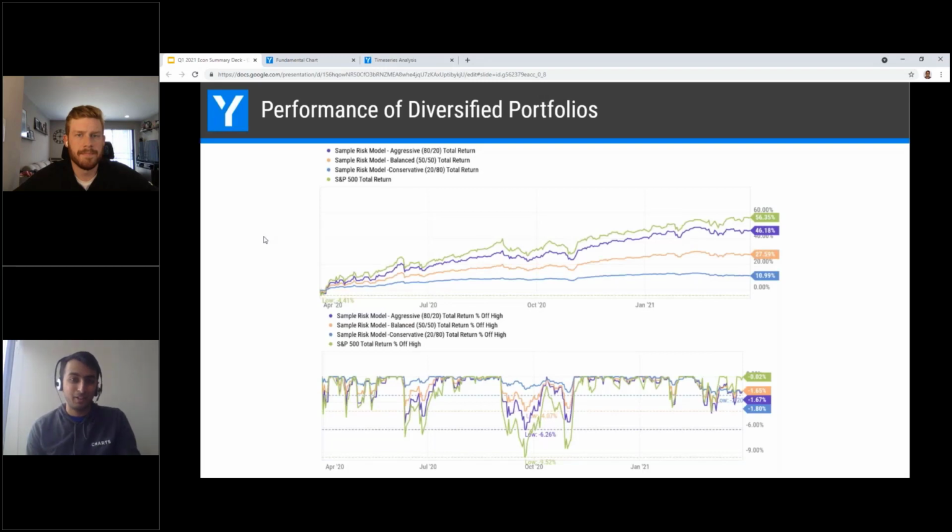All right, and then another thing, Connor, you mentioned that I thought was pretty useful was the value of diversifying your portfolio, right? And that's what we wanted to talk about in this slide here. So we used our model portfolios tool, which we'll get into a little bit more in a later slide, but we made these different risk buckets. So you'll notice here we have one that's aggressive, one that's balanced, and one that's conservative.